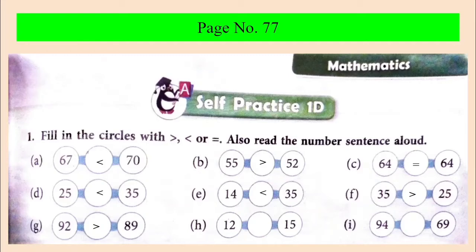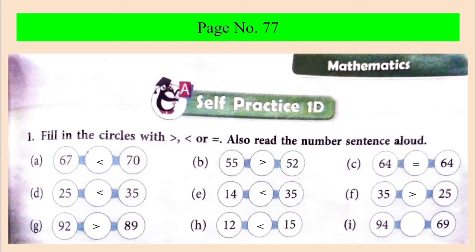Now we will do the H part. So here the two numbers are 12 and 15. So first we will compare the digits in the tens place. We can see that we have 1 in tens place in both the numbers. So now we will compare the digits in the ones place. So we have 2 and 5 in ones place. We know that 2 is less than 5. So we can say that 12 is less than 15. So the mouth of the symbol will open towards 15.